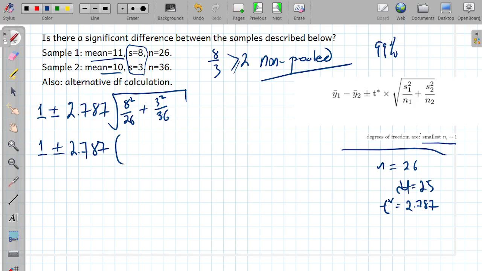So here we have 64 divided by 26 plus 9 divided by 36. Now that's under the square root. That'll be 1.646. Okay.